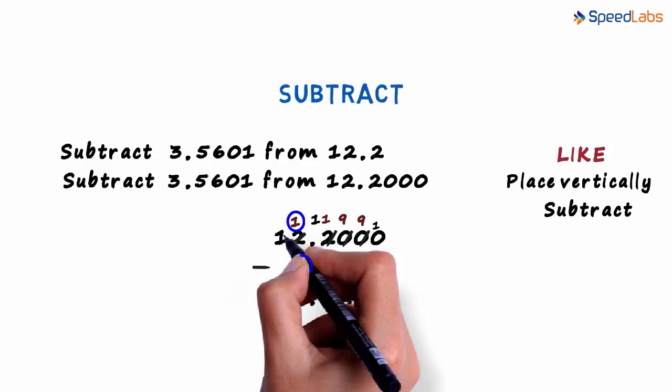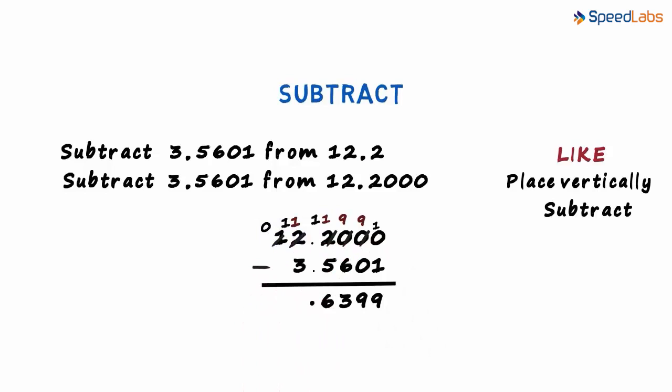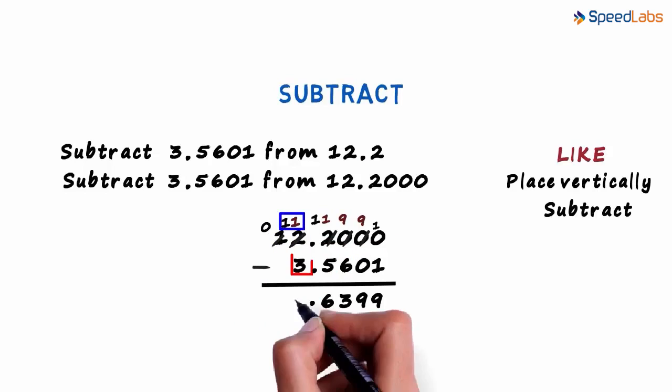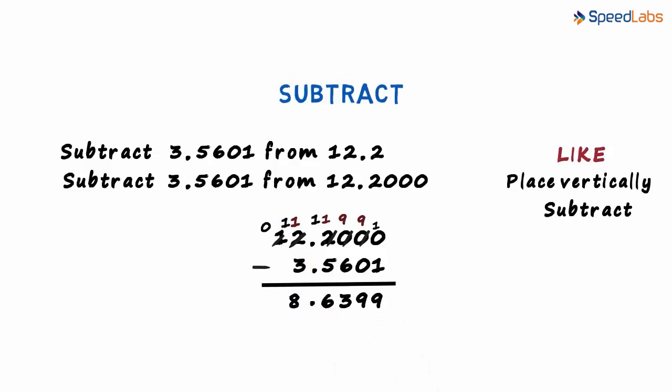As 1 is less than 3, we borrow from the tens place. We make this 0 and get a 1 here. 11 minus 3 is 8. We get our answer as 8.6399. Subtraction probably requires a little more concentration as compared to addition, especially when borrowing is involved.